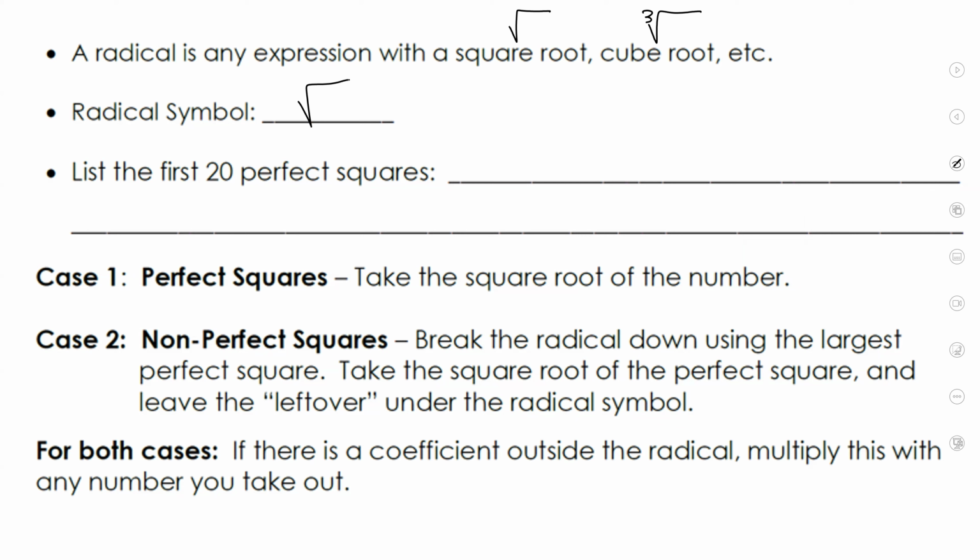I'll start. The first perfect square is 1, 4, 9, 16. Can y'all give me the rest? Good.